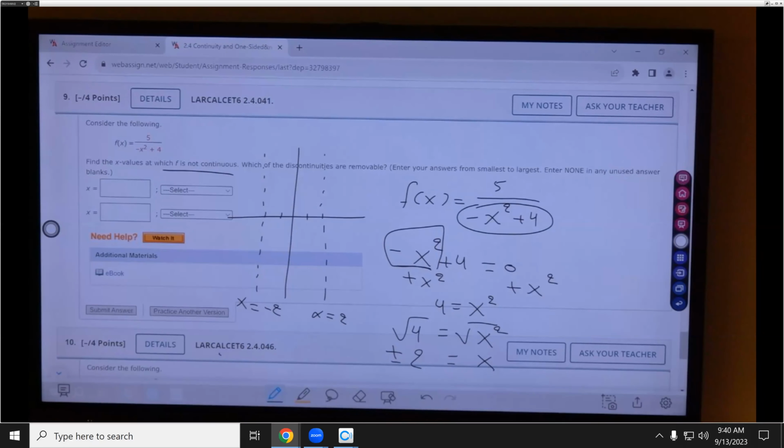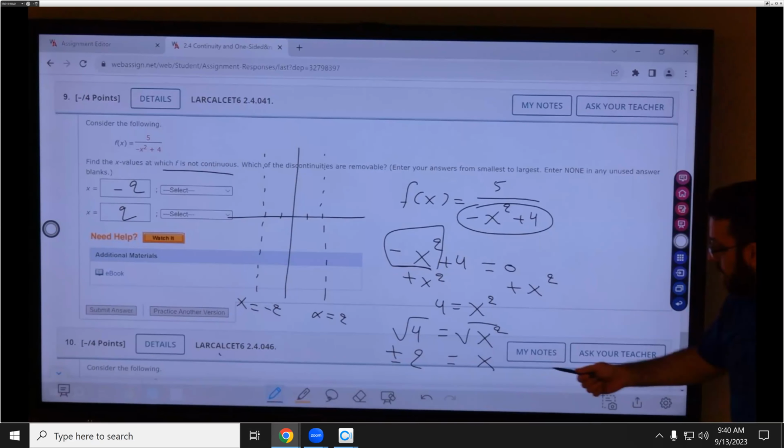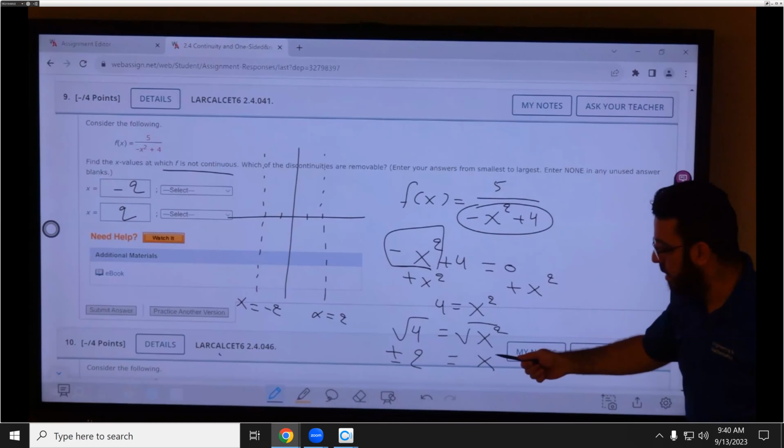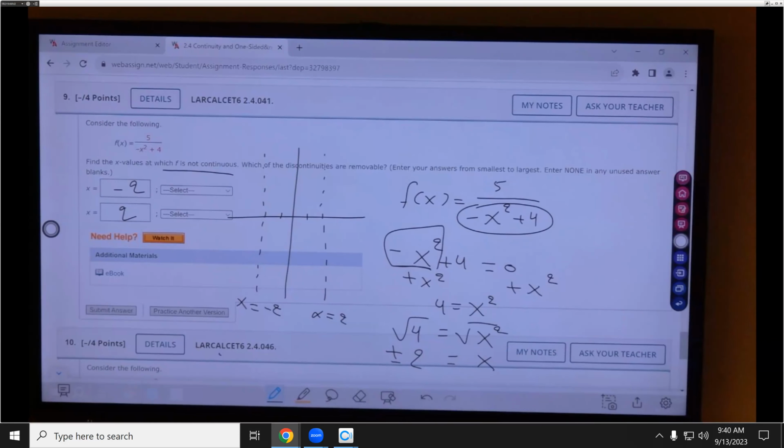Whenever you square root it, why is it plus or minus? Oh, okay, that's a good question.